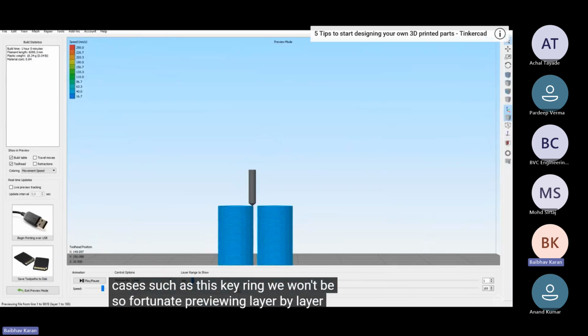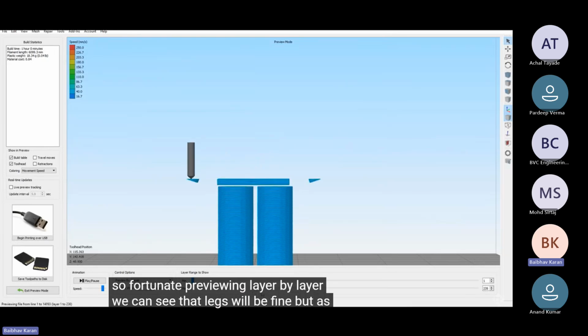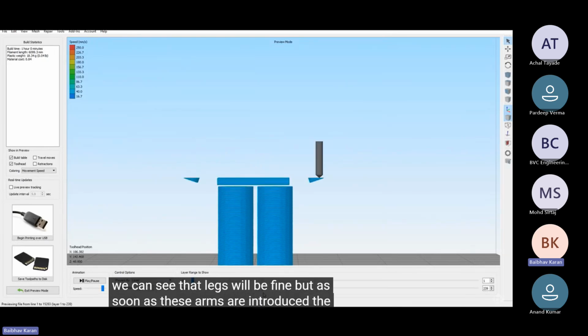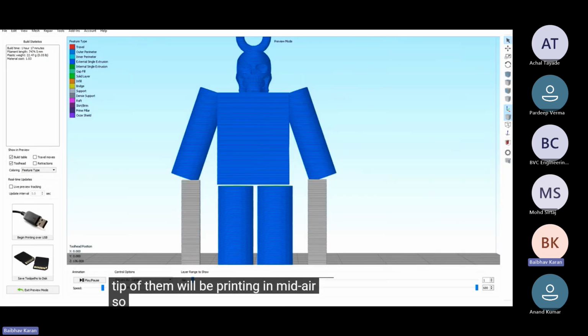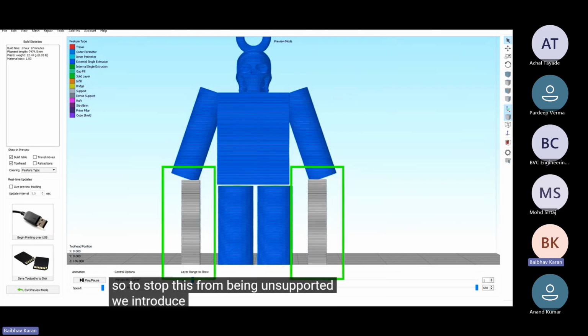Previewing layer by layer, we can see that the legs will be fine, but as soon as these arms are introduced, the tip of them will be printing in mid-air, so to stop this from being unsupported, we introduce support material, shown here in grey.